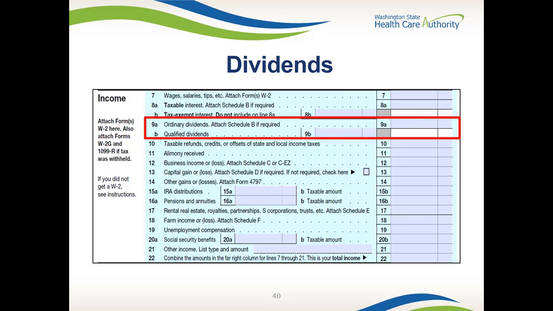Take a moment to review this slide. Qualified dividends are listed separately on the tax form and are included in line 9A.